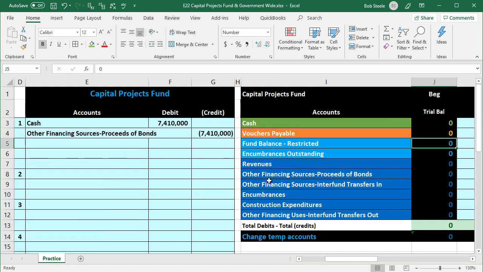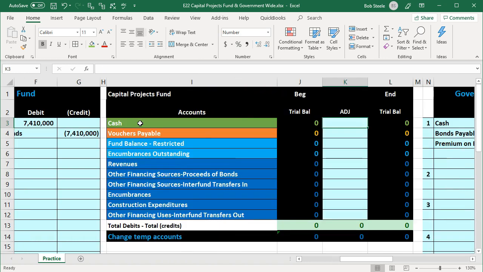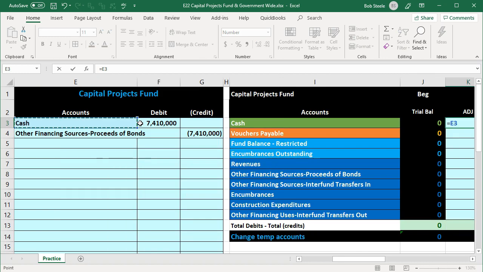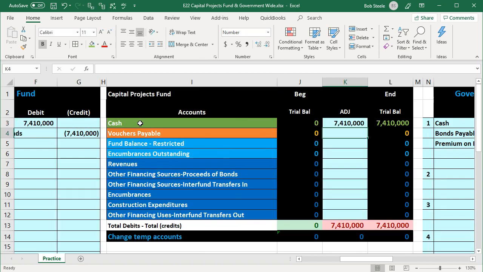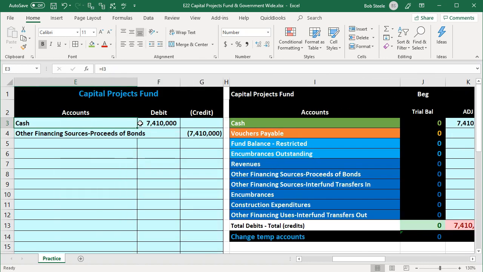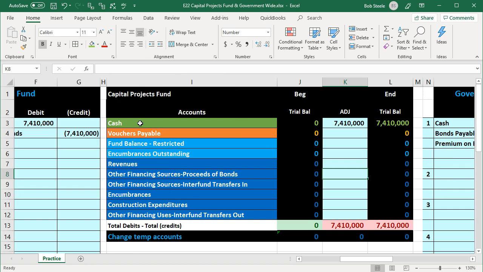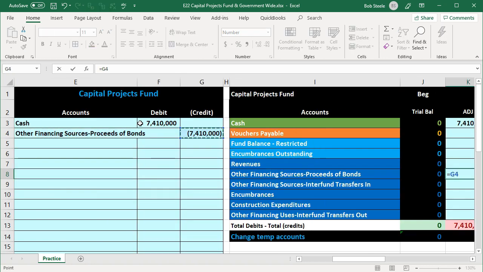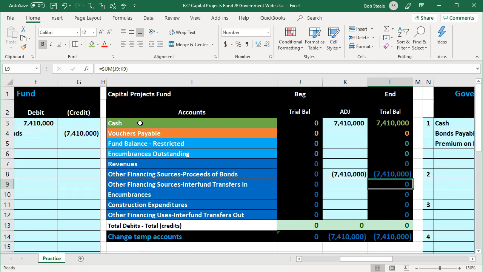This is going to be our activity. And if we're going to post this out, then for cash, we're going to go over to cash and say that that's going to be in K3 equals, scrolling back over, and that's going to be our cash increasing. The other side is going to go to the other financing sources, proceeds from bonds. So that's going to be here in K8 equals, scrolling back over, and then we will pick up the credit. And there is our activity for the capital projects fund.